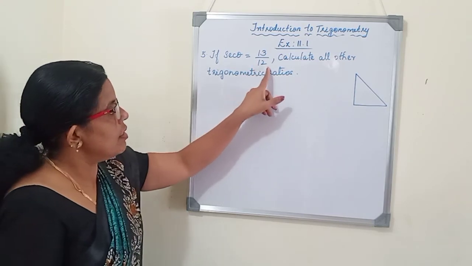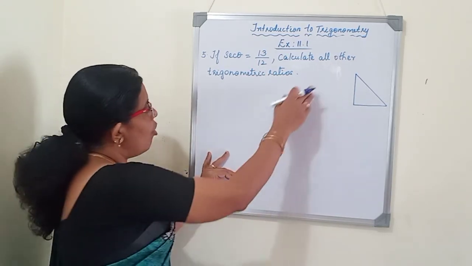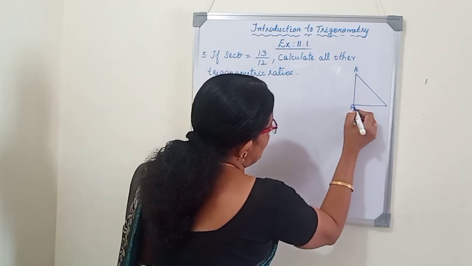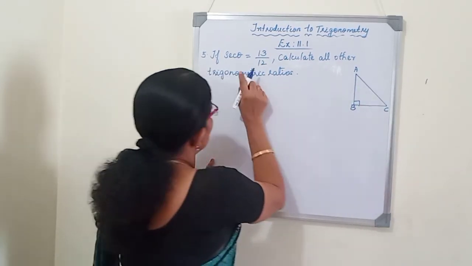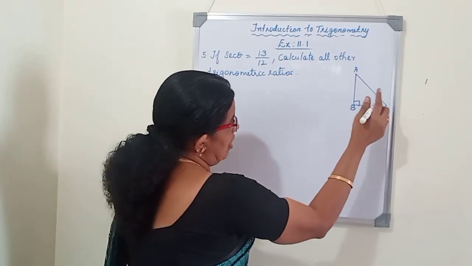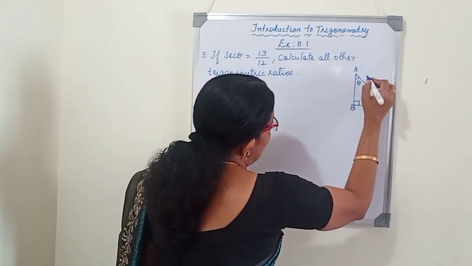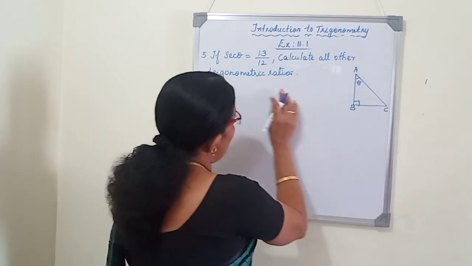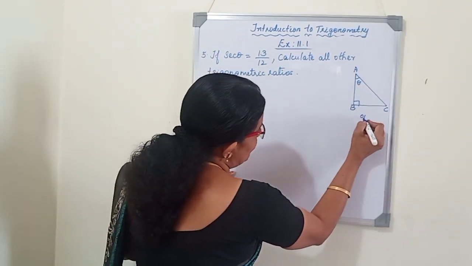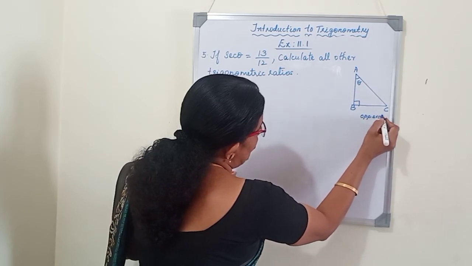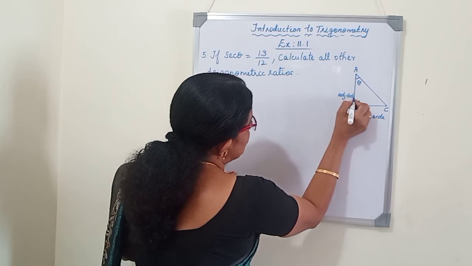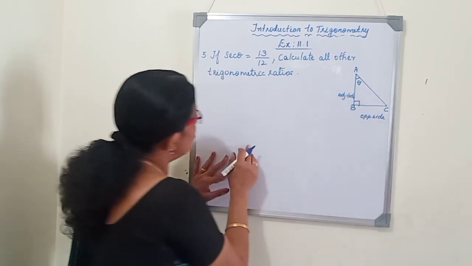Fifth question. If sec theta is 13 by 12, calculate all other trigonometric ratios. So here we will give a name for the triangle ABC. Now they told sec theta. So theta can be either A or C. If I write angle A as theta, with respect to angle A, we have to write all the sides. Now with respect to theta, BC is the opposite side and AB is the adjacent side. If you write C as theta, according to that we can do the sum.